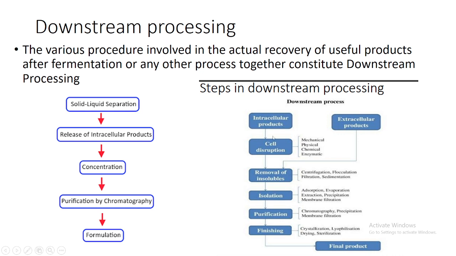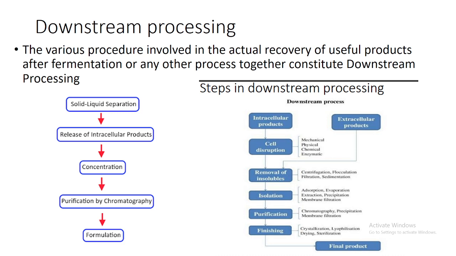The product is inside the cell, so the first step will be cell disruption. And cell can be broken up by different methods like mechanical, which is including physical methods. Then you can go for chemical methods like SDS, CTAB, or other chemical that is breaking the cell wall. Then you can use enzymatic method, lysozyme, proteinases, etc. Mechanical and physical method like grinding, high pressure. All this can be used to break open the cell. After the cell is broken open, whatever content was inside the cell, now it is released outside. So your product is also coming outside.